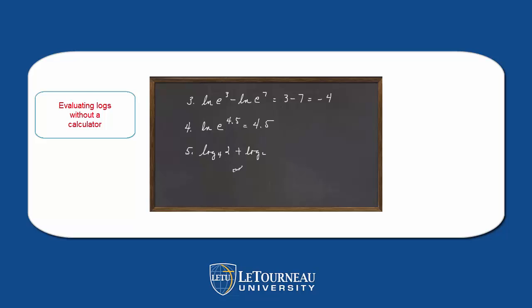Log base 4 of 2 plus the log base 4 of 32 is the log base 4 of 2 times 32, which is the log base 4 of, what are we going to get here? 64. Okay, and we know that's 4 cubed, so that will equal 3.